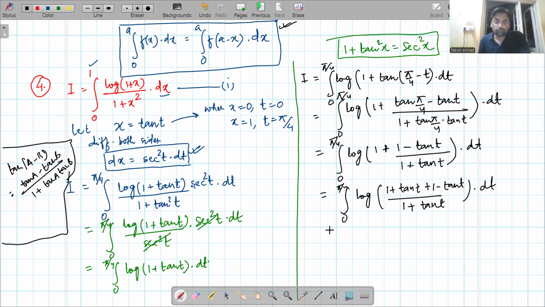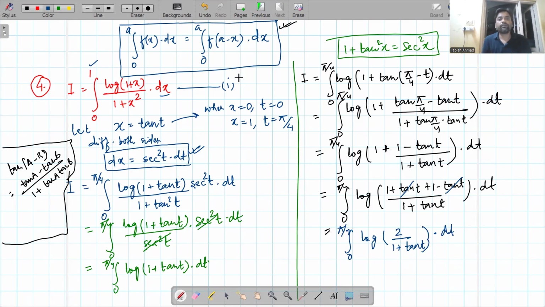Okay, so change the color of the pen first, blue. So this tan t is gone. So you have here only 2 over 1 plus tan t, in the integral from 0 to pi by 4 of log, and that is dt.